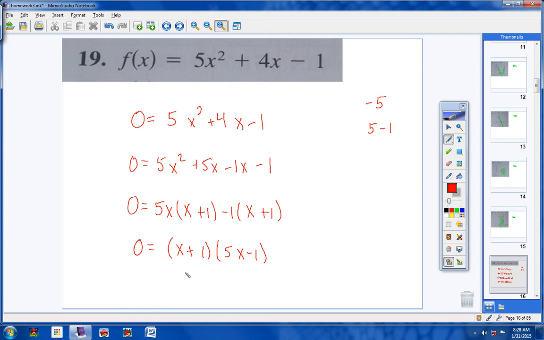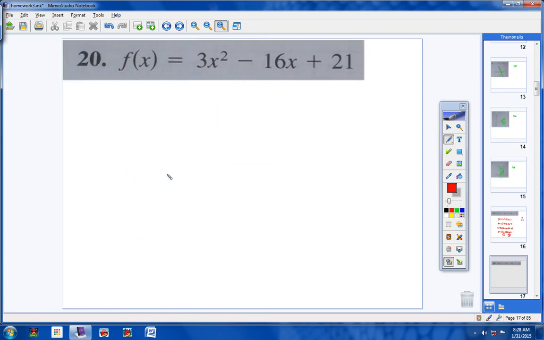Take this group, set it equal to 0 and solve, you'll get negative 1. Take this group, set it equal to 0 and solve, and you'll get 1/5. So these are the zeros. Now they asked you to find the zeros of this function. That's the same thing as saying what? Find the x-intercepts. So the zeros or the x-intercepts of this function are negative 1 and 1/5.